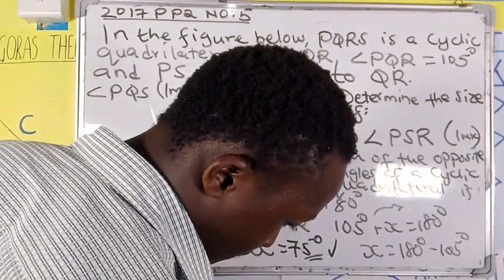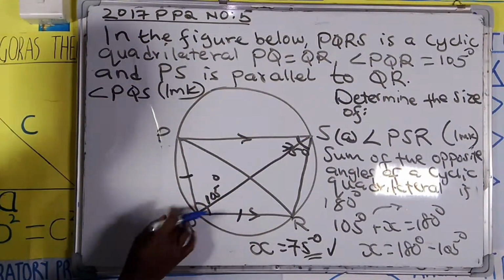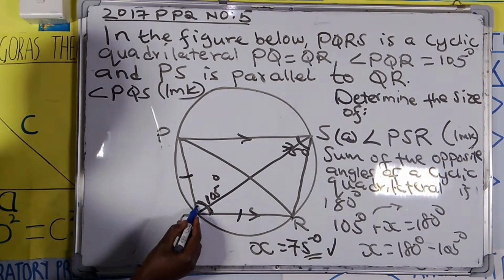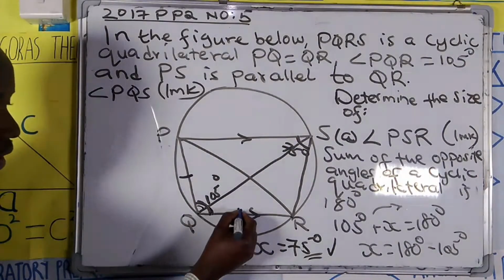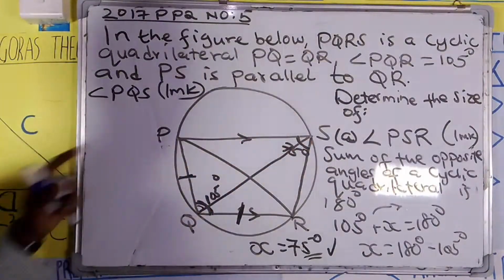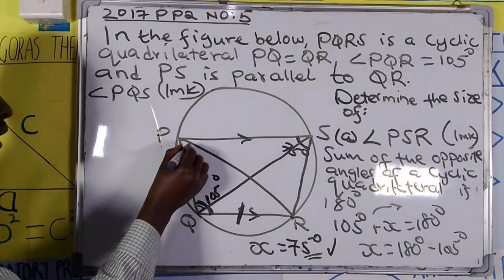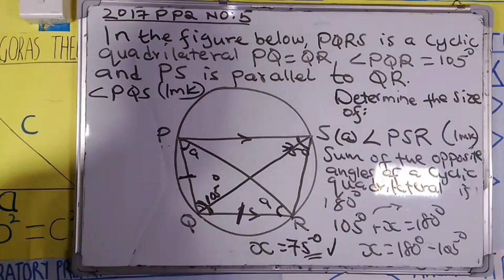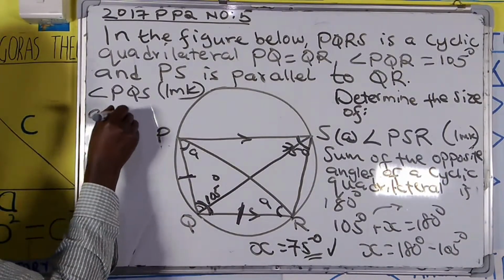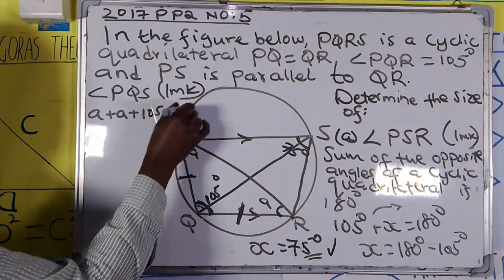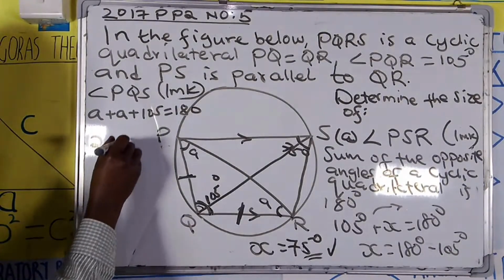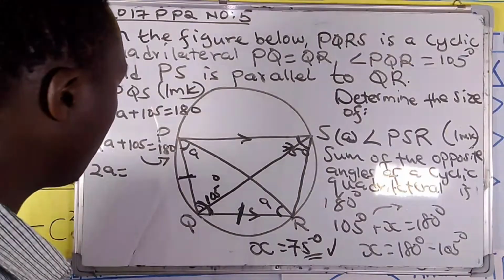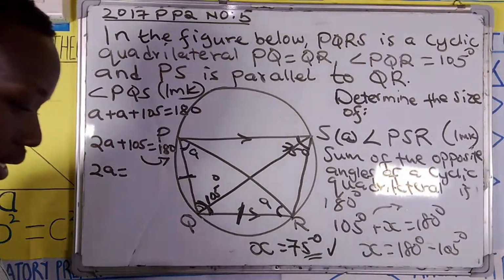PQS. So PQS is which angle? This angle alone. The whole of this angle is 105, but we are supposed to determine this angle alone, PQS. These two lines here, we were told they are equal, PQ and QR. So this is an isosceles triangle, so the two base angles here and here are equal. And because the interior angles of a triangle add up to 180, A plus A plus 105 is equal to 180. A plus A is 2A plus 105 is equal to 180. So take this to the other side and we will have 2A is equal to 180 minus 105.